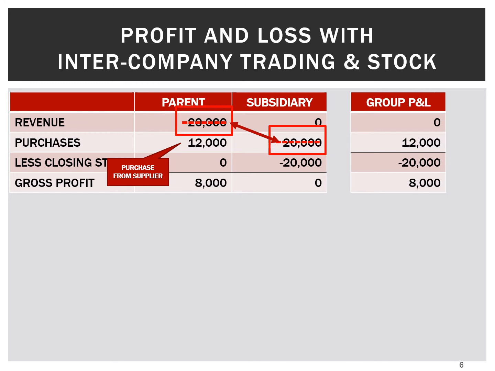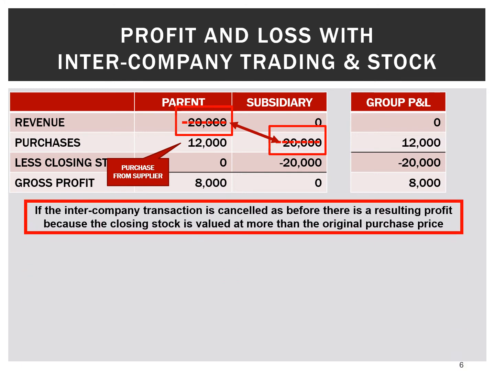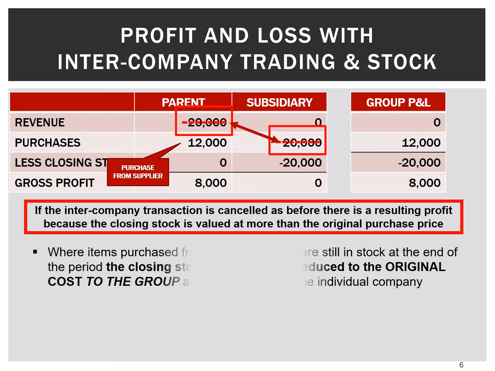It's because what we're left with is a debit to cost of sales for the original purchase of 12,000, but the credit to cost of sales for closing stock is an inflated figure of £20,000 because the closing stock adjustment reflects the price that the subsidiary company paid, and so we've artificially got a profit there of 8,000.